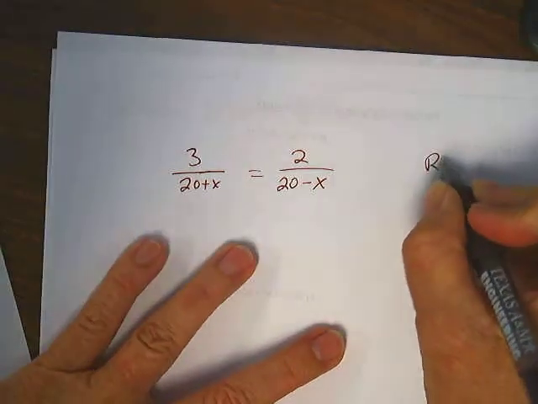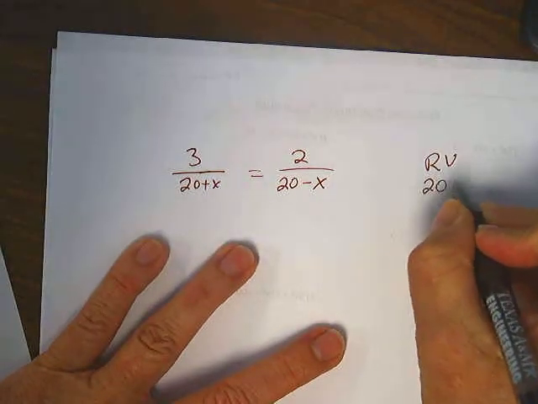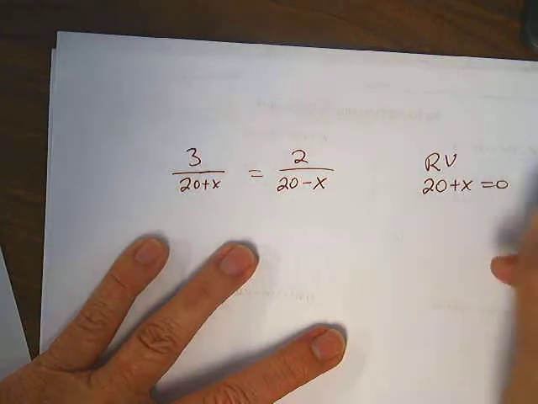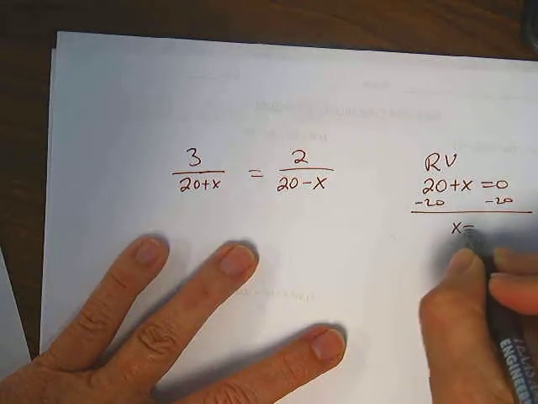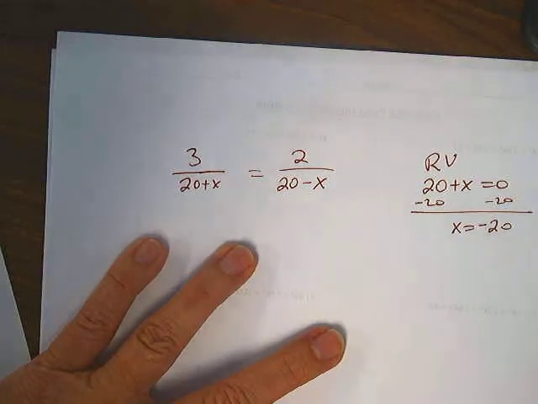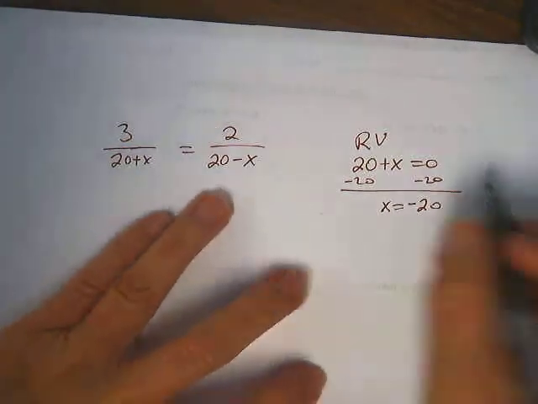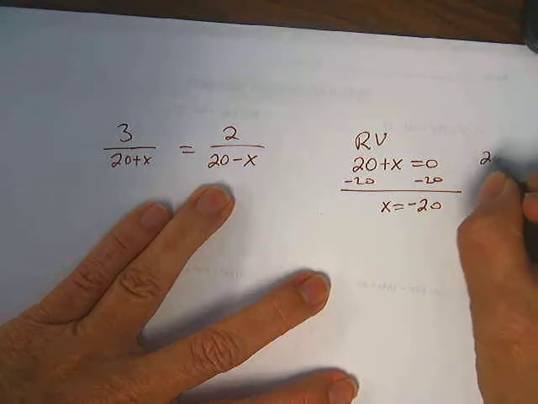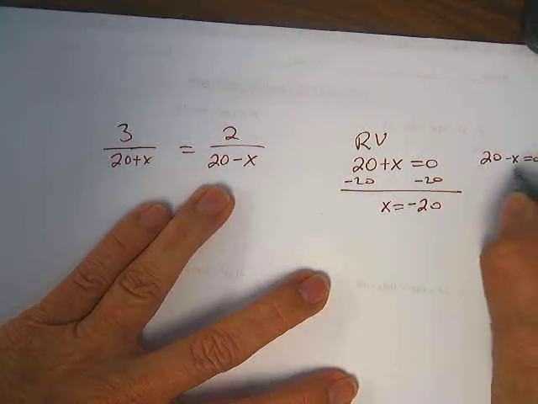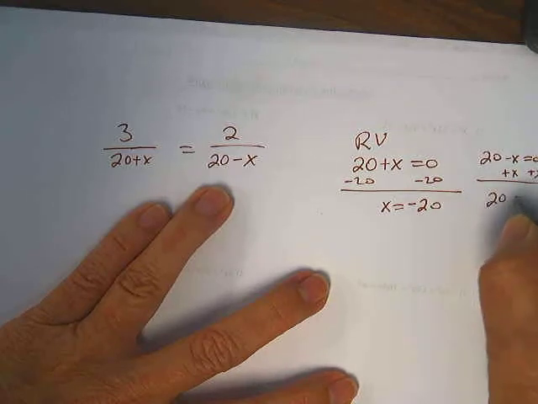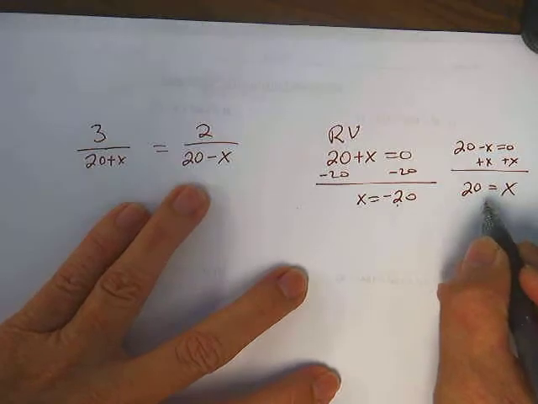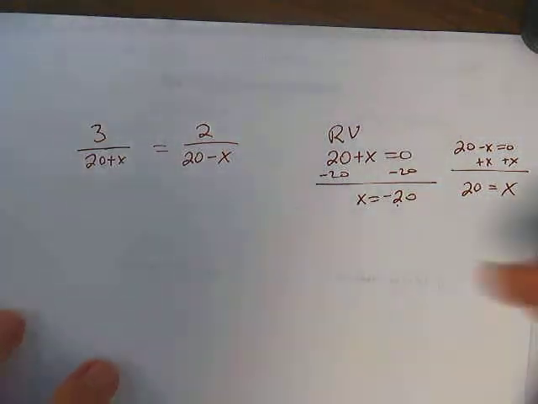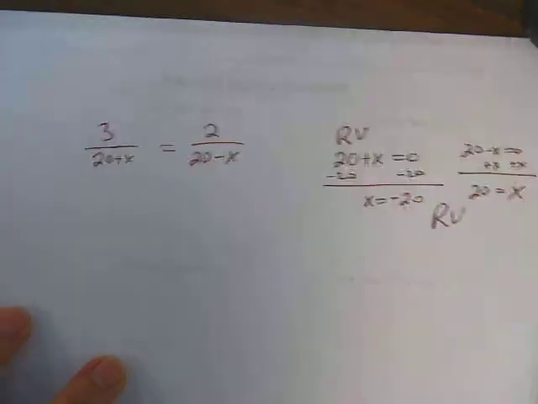So our restricted values: 20 plus x equal to 0. If I subtract 20, I get x equals negative 20. So my answer cannot be negative 20. I also have 20 minus x equals 0. So let's add x. So x cannot equal negative 20 or positive 20. Okay, that's easy enough. Those are my restricted values.